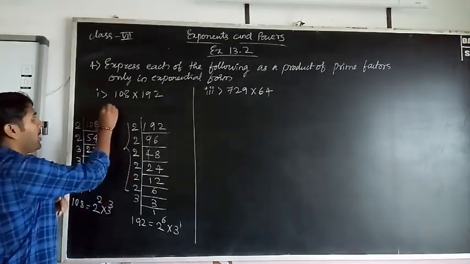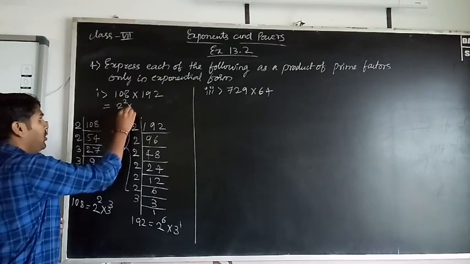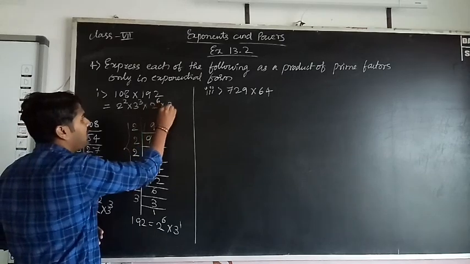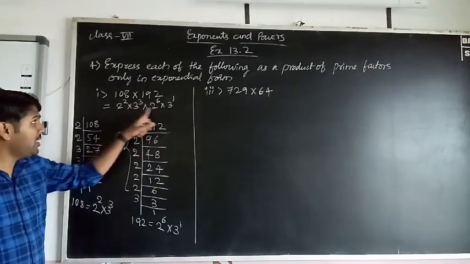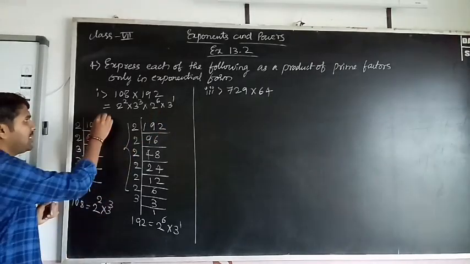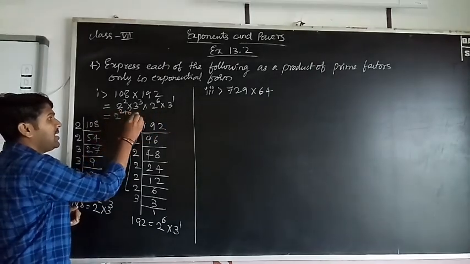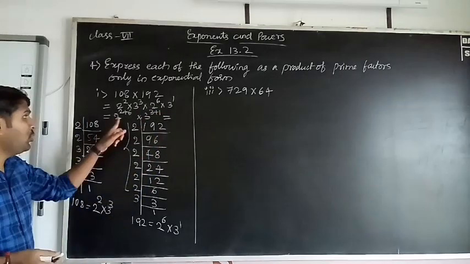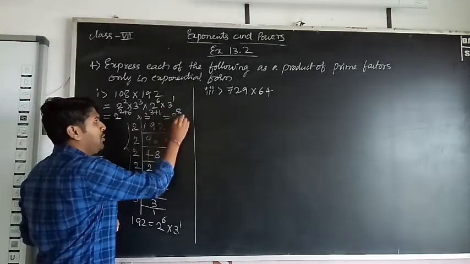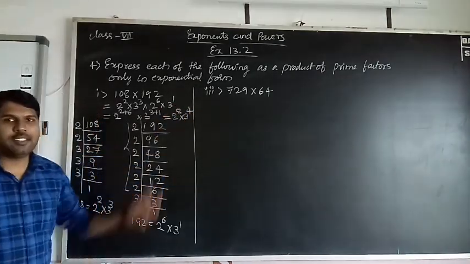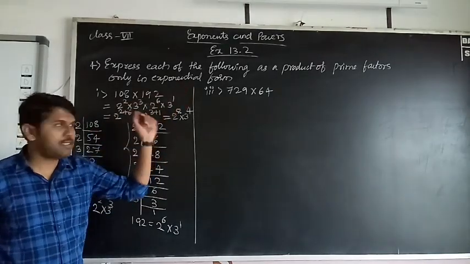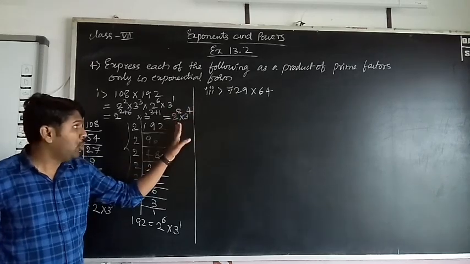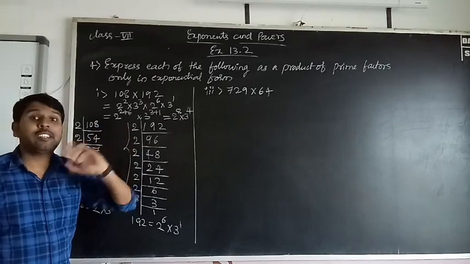Okay, so now write down 108 equals 2 raised to 2 into 3 raised to 3, into 2 raised to 6 into 3 raised to 1. So now here 2 is there, here also 2 is there. So just add the powers. 2 raised to 2 plus 6 into 3 raised to 3 plus 1. Finally, what answer will we get? 2 raised to 8 into 3 raised to 4. So this is the answer, the product of prime factors. These are prime numbers and the answer is 2 raised to 8 into 3 raised to 4. Don't multiply the numbers, just leave it as is in exponent form.